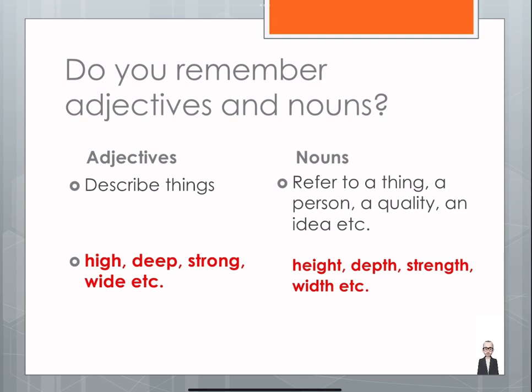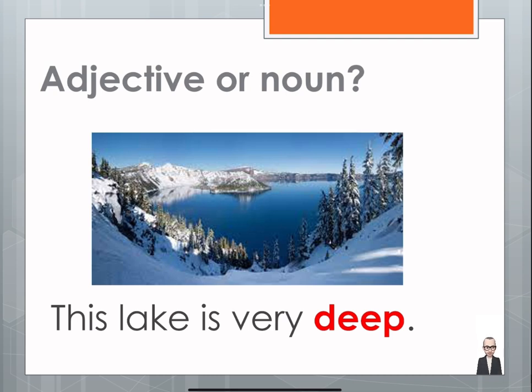Moving on to the right side of your screen, you will see a description of nouns. So a noun refers to a thing, a person, or a quality, an idea, etc. Examples are height, depth, strength, width, etc. An adjective describes something, and a noun is something. That's about as simple as I can put it. But let's have a look at a couple of examples right here.